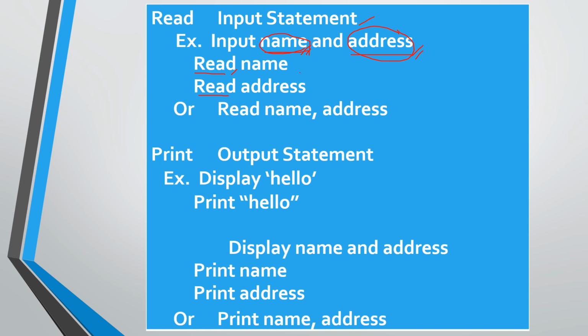So, you could do that in two statements, two read statements. Or you could do that in one read statement but separate the variables with a comma. So, you could have read name, comma, address. Or if you are diligent, read name, read address. So, if you have 10 variables and you are diligent enough to write them out, read name, read address, read variable A, and so on and so forth.